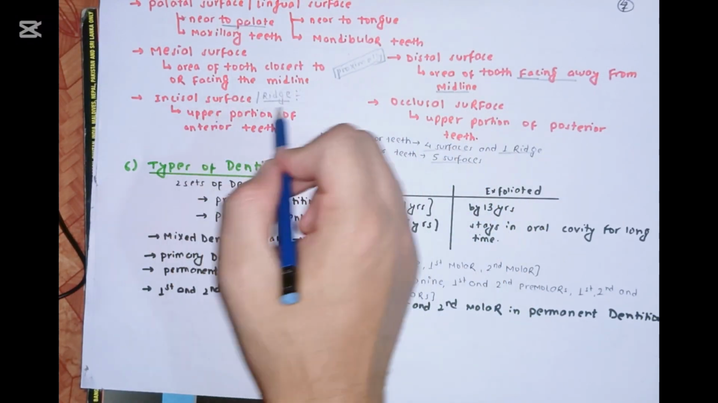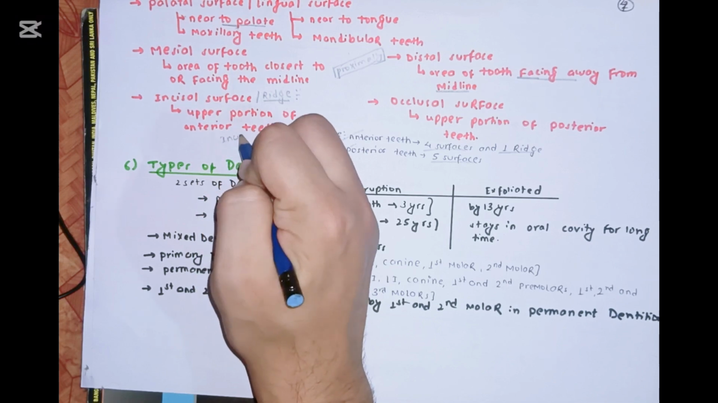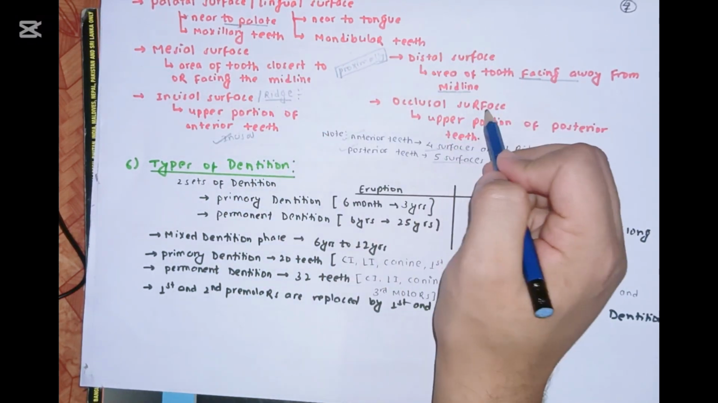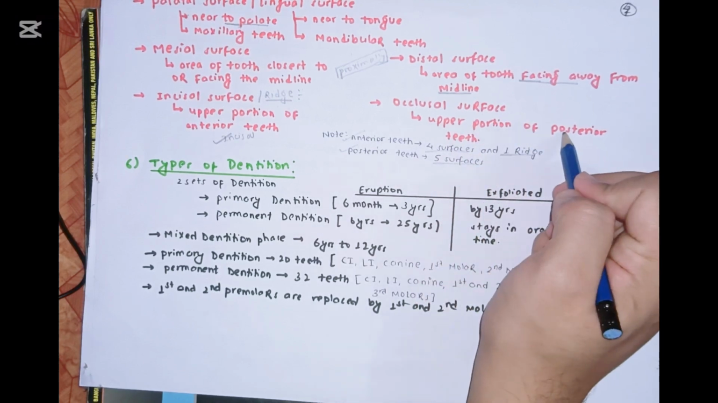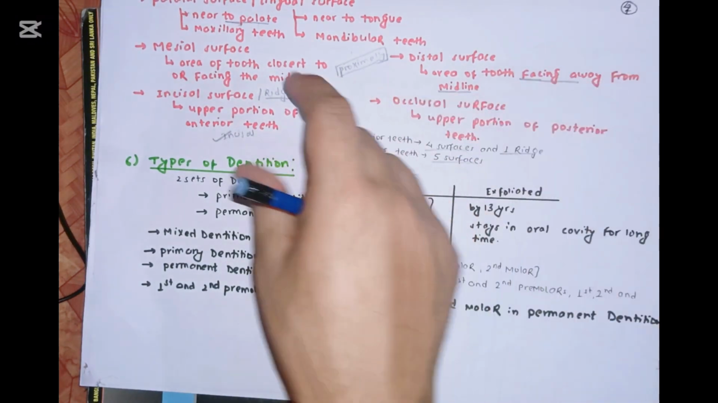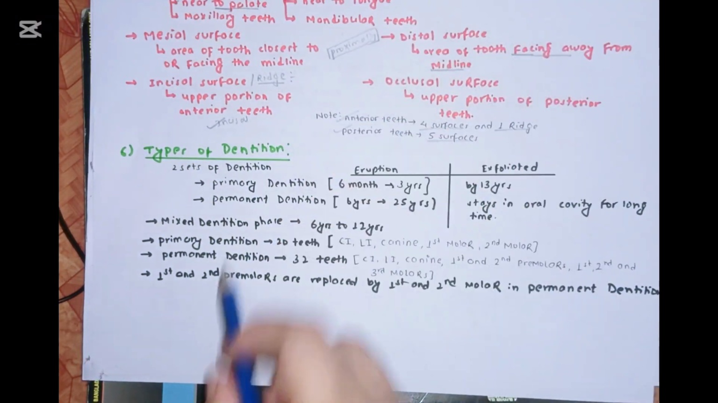So the incisal ridge is the upper portion, the cuspal incisal portion of the anterior teeth. Similarly, the occlusal surface is the upper portion of the posterior teeth. It is simple to understand. Okay, so the surfaces are covered. Now let's move to another part, that is types of the dentition.